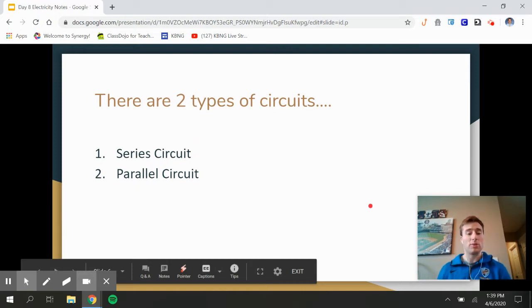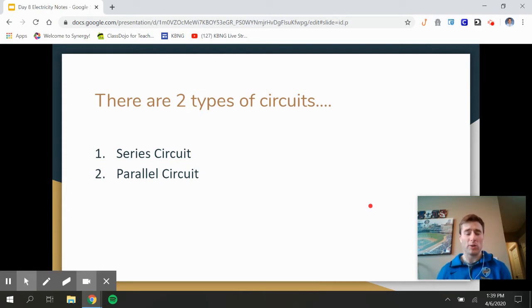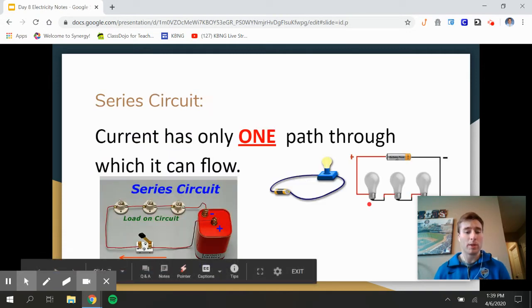There's two types. We have series, which is a simple, easy, straightforward way of creating a circuit, and then parallel, which is a little more complicated, but really useful in the real world.